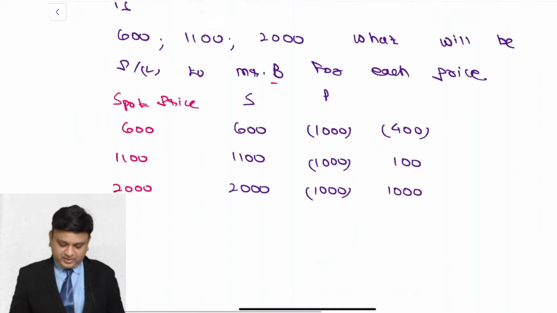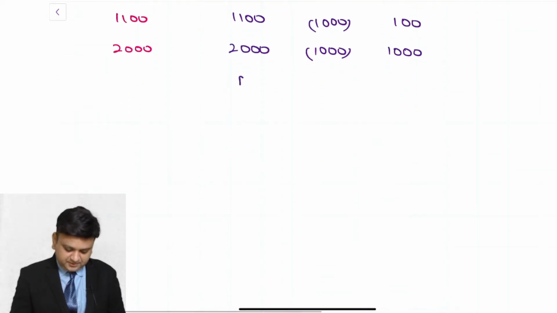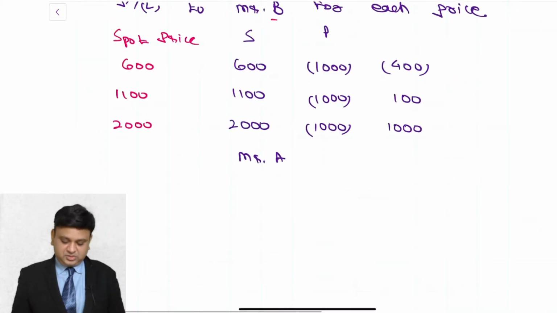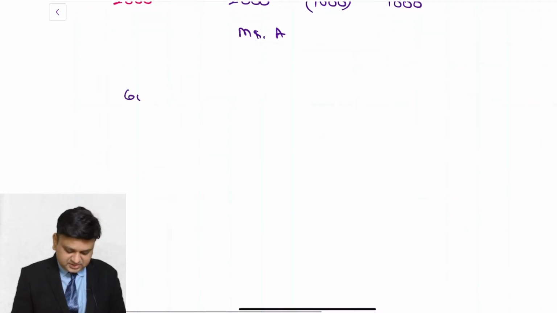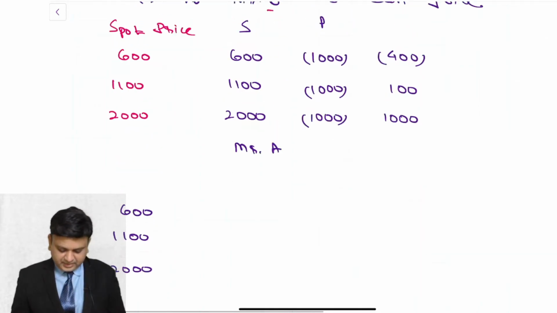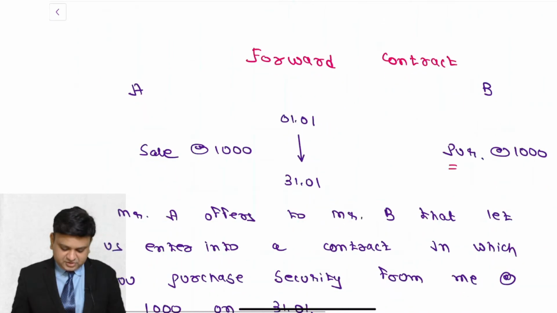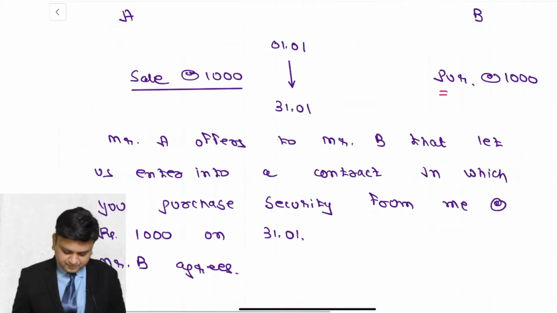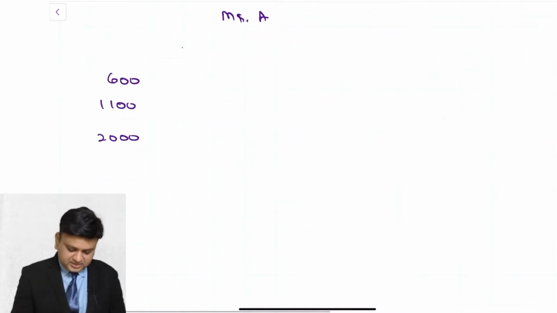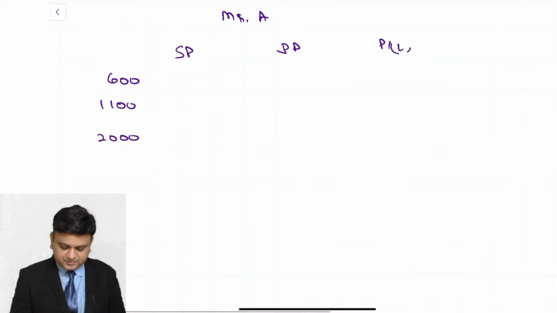Now if at all we are required to make the computation for Mr. A, then in that case we understand that the situation will be exactly the reverse. Spot price is 600, spot price is 1100 and spot price is 2000. Mr. A is having a contract in which he is supposed to sell the security at the rate of 1000. So again sale price, purchase price and profit or loss.